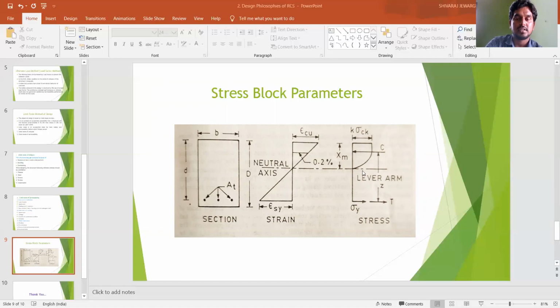And also the stress diagram. The stress diagram for the beam is also shown, and due to the stress diagram, the compressive force is balanced with the tensile force. The knowledge of these stress block parameters is required for the upcoming topics in unit 1. So that is it. This is about the second topic in unit 1.